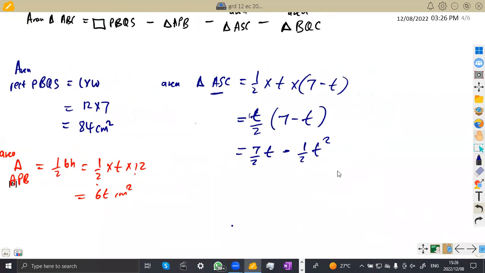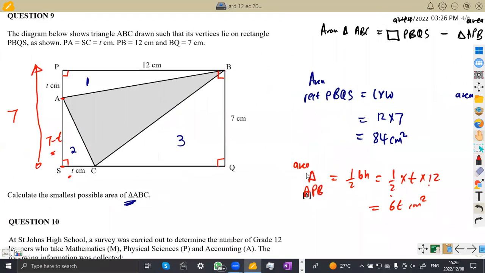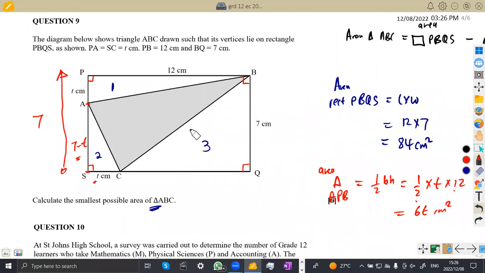We move on. We need the area of the last triangle, which is BQC. So we are going to find the area of triangle BQC, which is still the same way, half base times the perpendicular height. So where is the base, the perpendicular height? If we check the triangle BQC, we are only having 7. We do not have the dimension from C to Q.